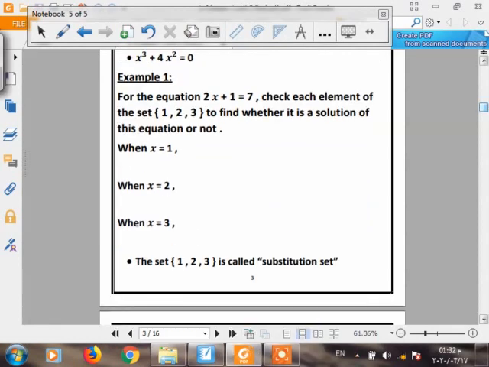For the equation 2x plus 1 equals 7, check each element of the set {1, 2, 3} to find whether it's a solution of this equation or not. How can I solve it? This is the equation. I use the substitution set to find the solution set. So I check each element of the substitution set.